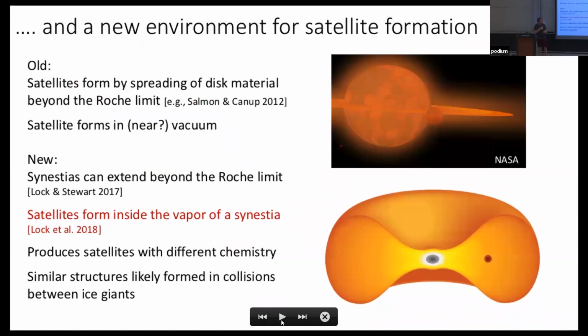Next slide. So instead of forming your moon in a vacuum by spreading the disk, you actually end up forming a moon inside the vapor of the Synestia. You sort of cook it, which gives it a very different composition. And this works very well for explaining the composition of our Moon and could have implications for what elements are available in exomoons. Thank you.